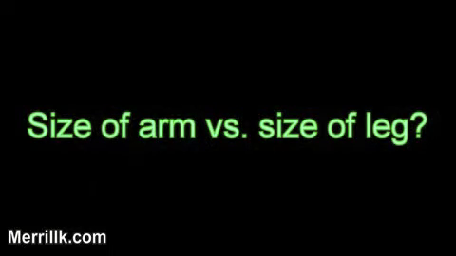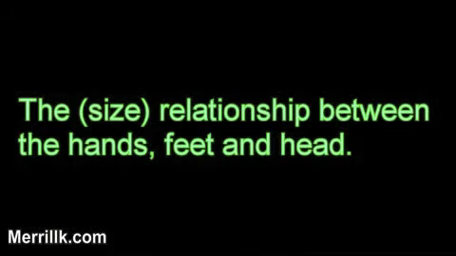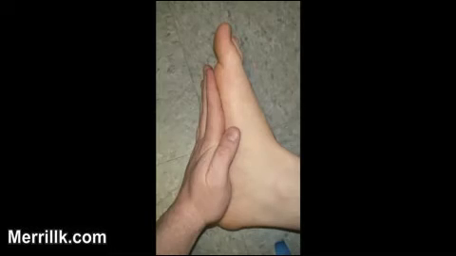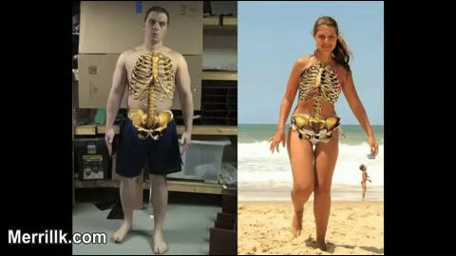3 quick points about size relationships before we wrap this up. The first one is, on average, the arm is about 25% smaller than the leg. The second one is the hand is the same size as the face. It is also the same size as the foot without the toes. And the head is very similar in size to the foot. Finally, there's about 1 hand length between the rib cage and the pelvis.